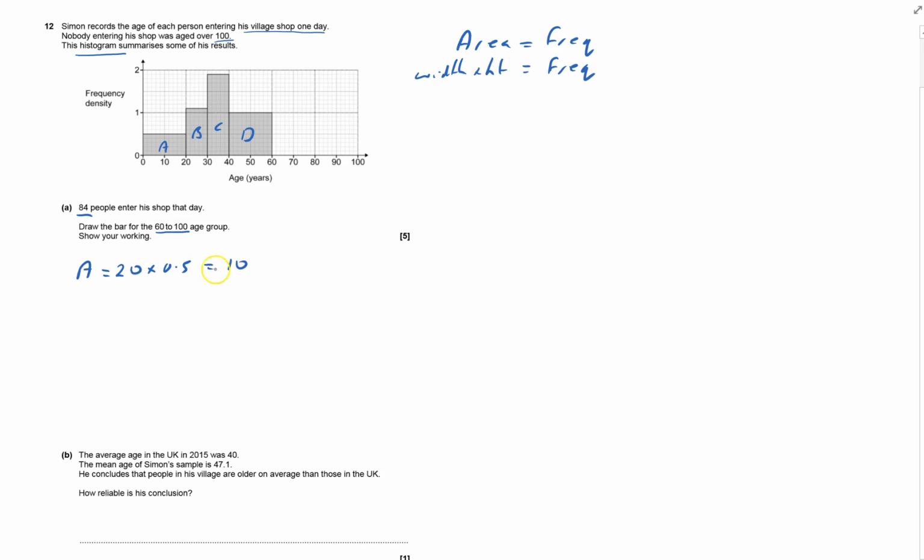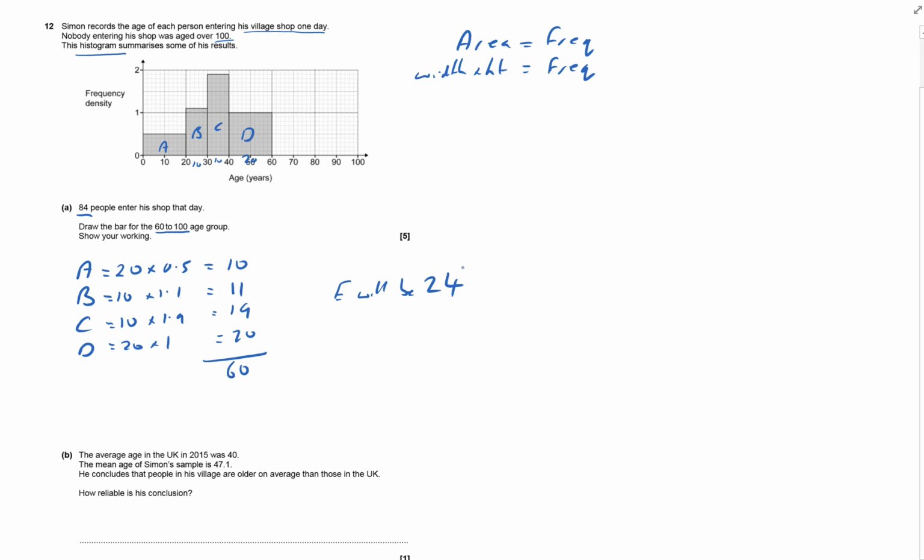That equals 10 people. B is 10 wide, so it's 10 times 1.1, which is 11 people. C is also 10 wide, times how high is that? That's 1.9, so that's 19. And finally D equals, this one is 20 wide, times 1, so that's 20. I've added them up: 30, 40, 50, 60. That comes to 60. So E will be 24.